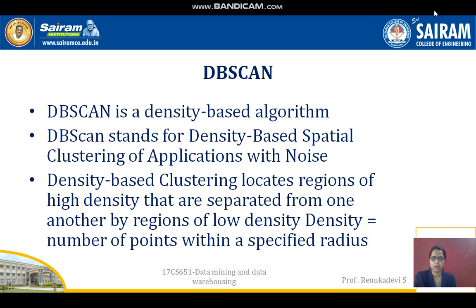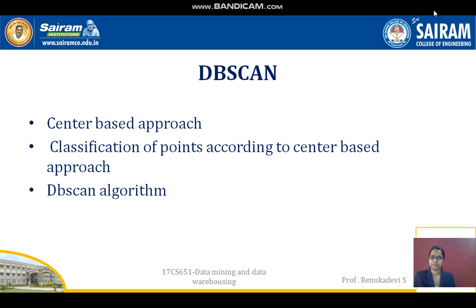So here we can consider one small circle. Imagine there are a number of points. Here is one particular point, the center point that we are going to assume for the center-based approach. Then we count the number of points within the radius of the estimated point. From that estimated point, what is the number of nearest points available? We will be calculating that, the number of points. Next, the classification of points according to the center-based approach.